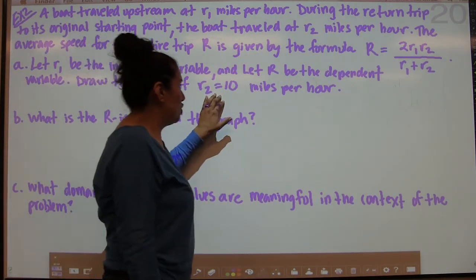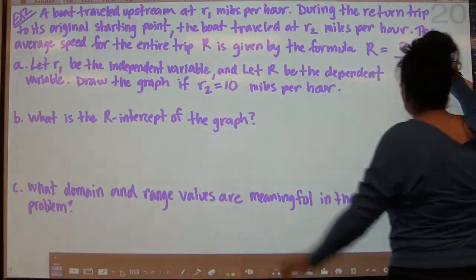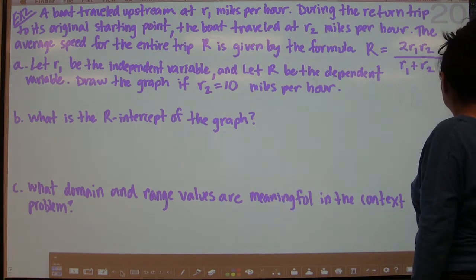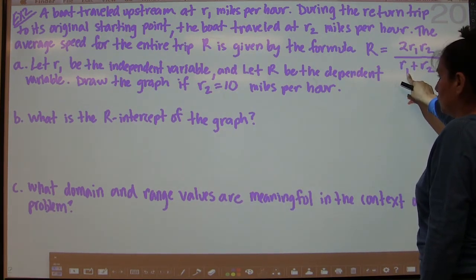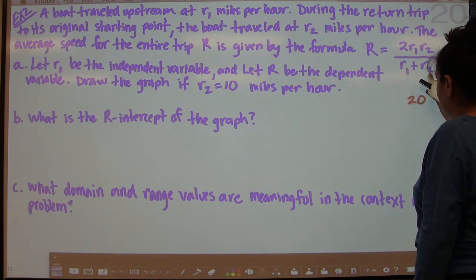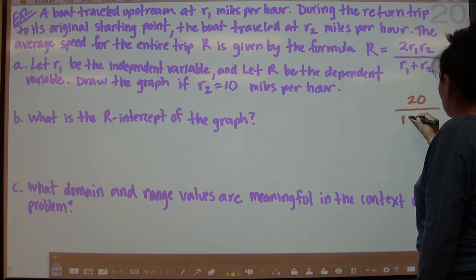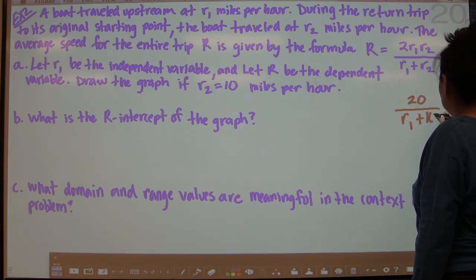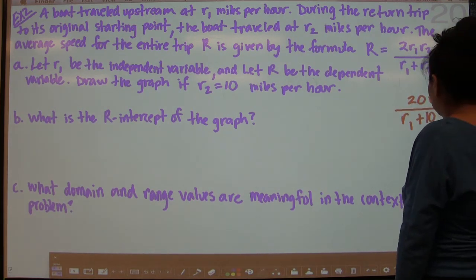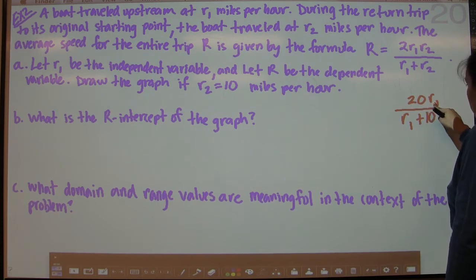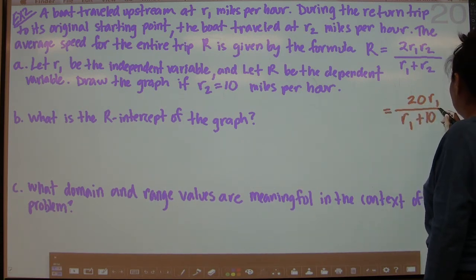That means that they want you to replace this little guy with a 10. So 10 times 2 is 20. And then on the bottom, they want you to also replace this little r2 with a 10. So you're going to get r sub 1 plus 10. And so there's still an r sub 1 there. So 2 times r2 is going to be 20, but the little r1 is still there. And so they basically want you to graph this guy right here.